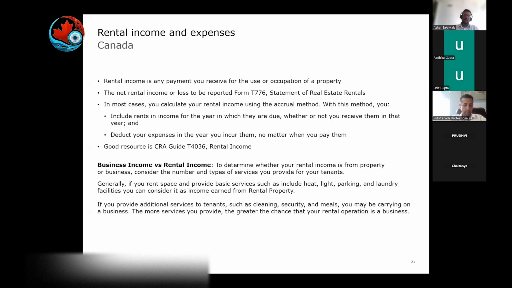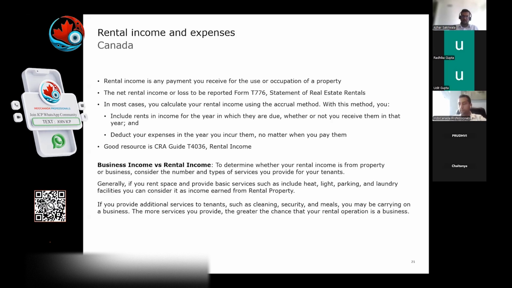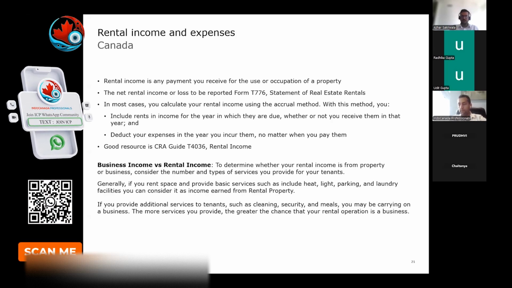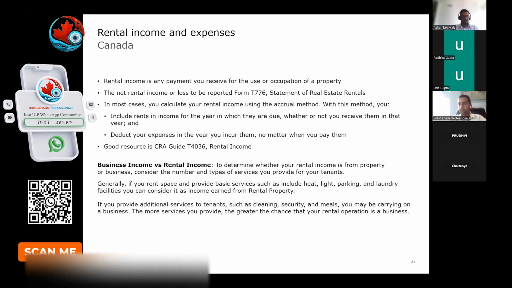But unlike in India, where you get a deduction of only 30% of your expenses under the house property rules, in Canada you have more scope for deducting expenses. So you can claim a deduction of the interest component of your mortgage against your rental income. You can also claim deductions for management fees, condo fees, property taxes, agent fees, and also if you're paying any utilities or parking expenses on behalf of your tenant, all of those can be claimed as a deduction.